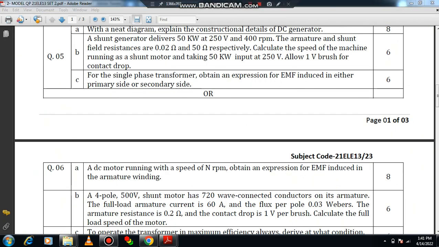Question number 5c. For a single phase transformer, obtain the expression for EMF induced in either primary side or secondary side. You have to write E1 and E2. What is the equation for E1 and E2? So let us derive the particular expression. So I will be showing you that.